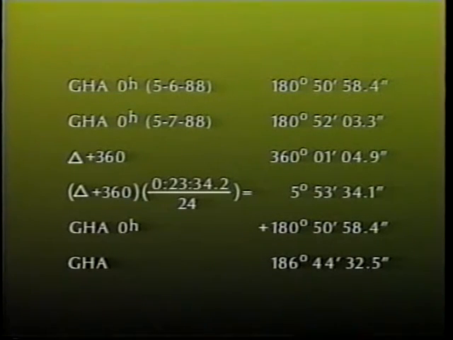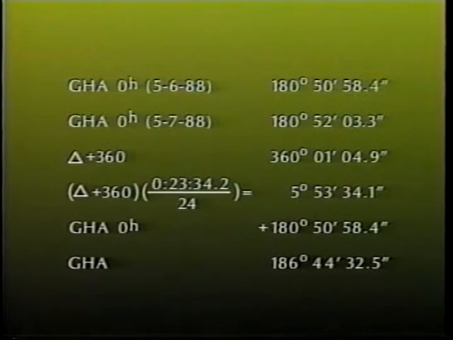Now we can compute GHA. The ephemeris will give us the GHA for 0 hours on the day of observation. We have just previously determined the UT1 of observation. The GHA of the observation is the GHA at 0 hours, plus the amount of GHA for the elapsed time from 0 hours to UT1.